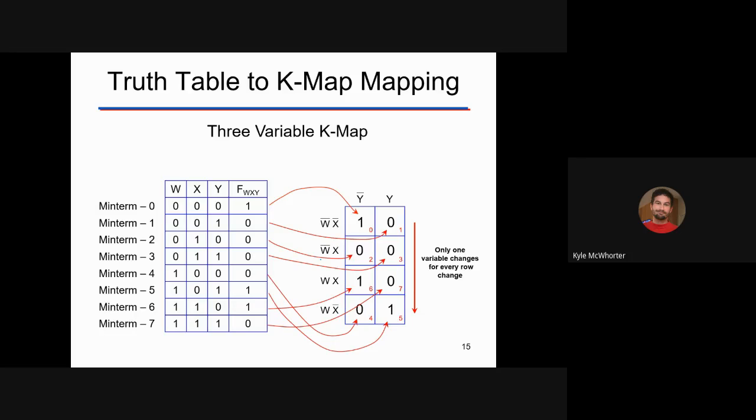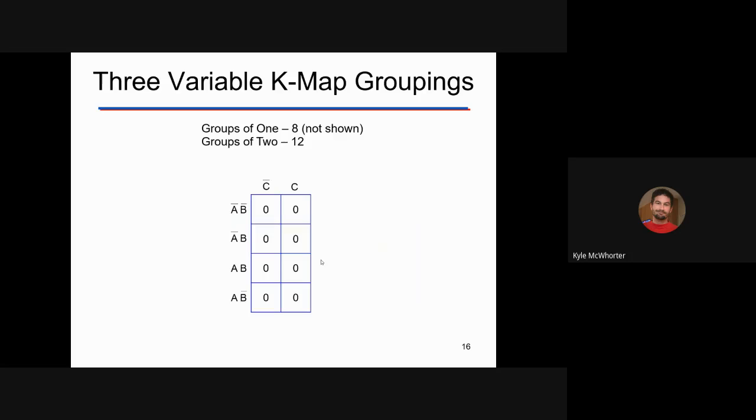All right, so now let's look at the way we can do groupings. They're not showing us the groups of 1, but you could have a 1 in any one of these spots and just circle it by itself. There's 12 different ways that you can do groups of 2 here. There's 1. So if they group side by side, you got the not C and C cancel out. So you just have the not A and not B.